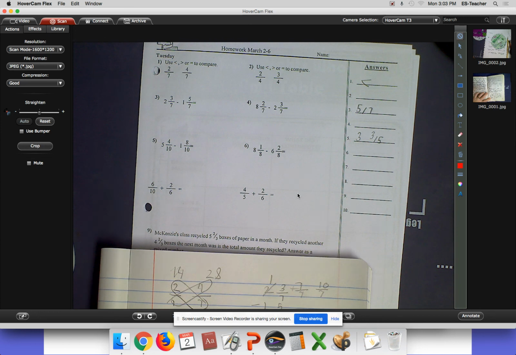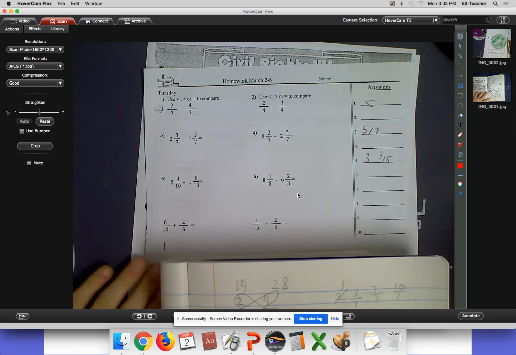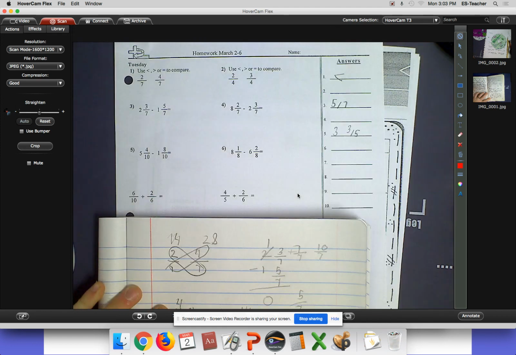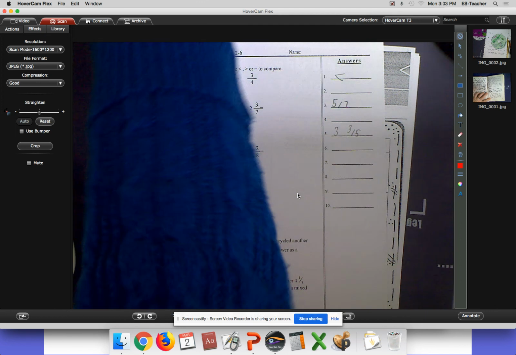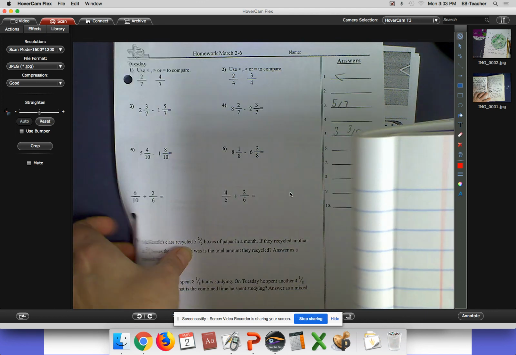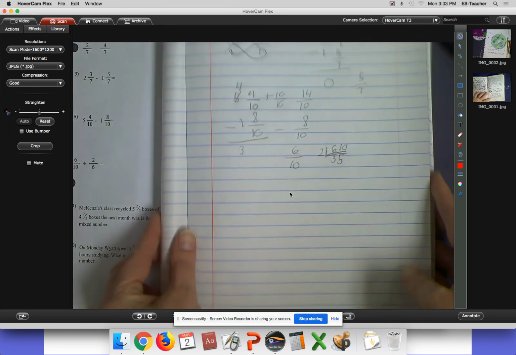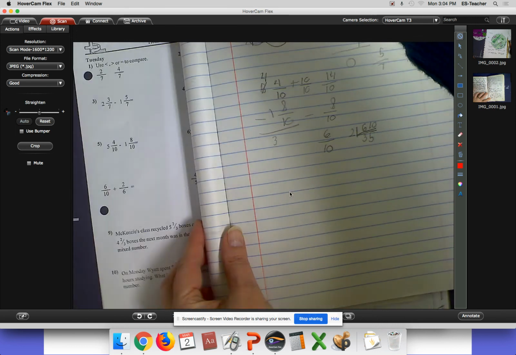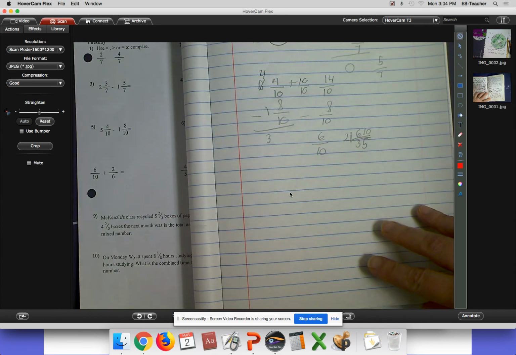Number 7. Keep moving. Number 7. Wait, you got to show where they can see it. Okay, so let me move my coffee. Okay, and then let's move this over here a little bit. Is that better? I'll move the camera just a little bit. There we go.